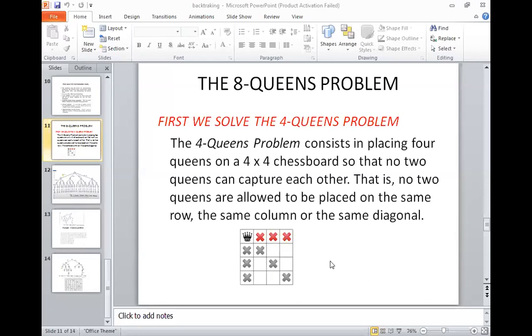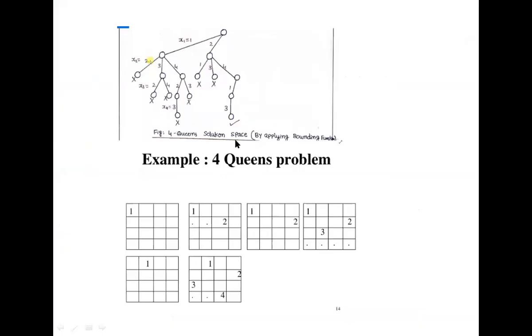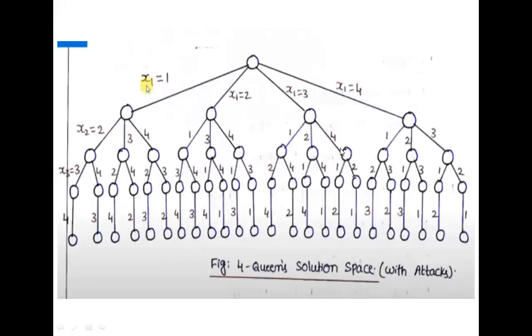So how do we solve this problem? By constructing the solution space or state space tree. In this way, without considering the constraint, we just construct this tree. This x1 means we place queen 1 in the first column, x2 in the second column, x3 in the third column, x4 in the fourth column.